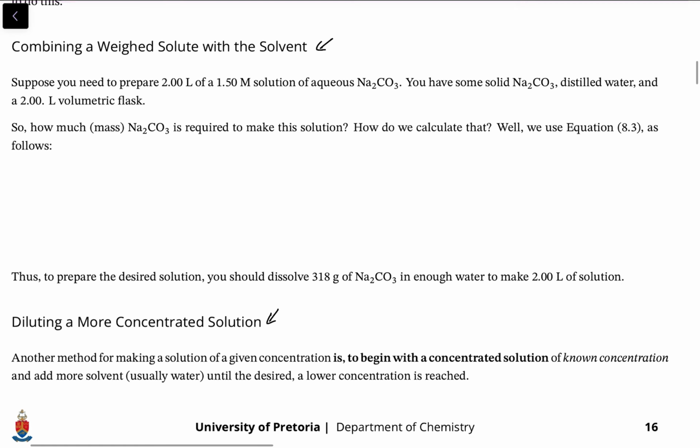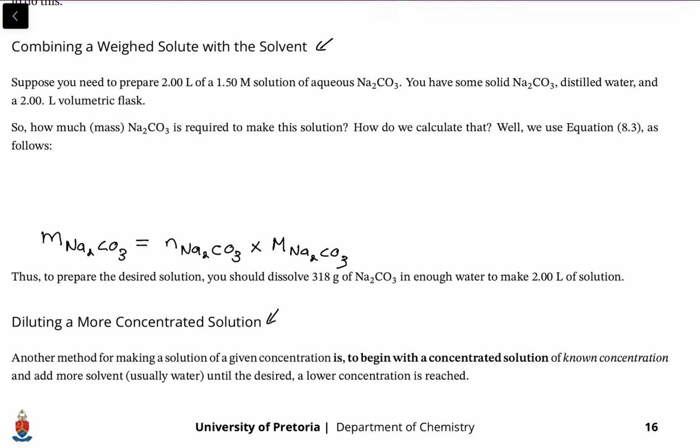So option one, we were asked, suppose you need to prepare 2 liter of a 1.5 molar solution of aqueous sodium carbonate. You have some solid sodium carbonate, distilled water, and a 2 liter volumetric flask. How much mass of sodium carbonate is required to make this solution? How would you calculate that? Eventually we want mass of sodium carbonate to equal the number of moles of sodium carbonate multiplied by its molar mass. So how would you get the number of moles?